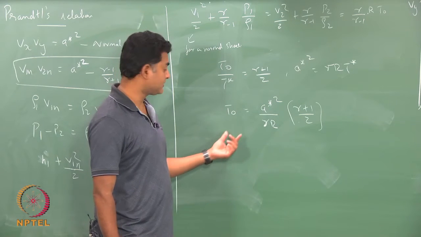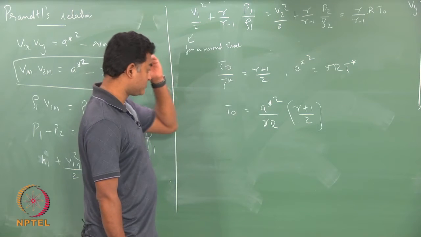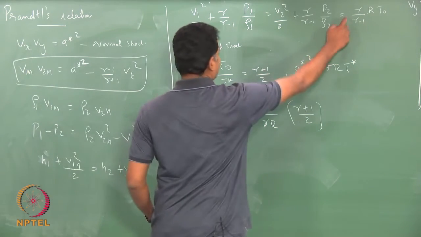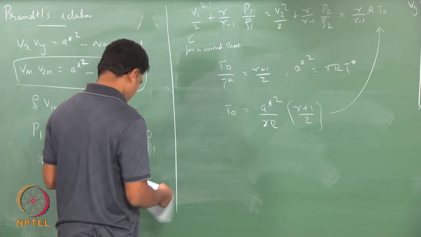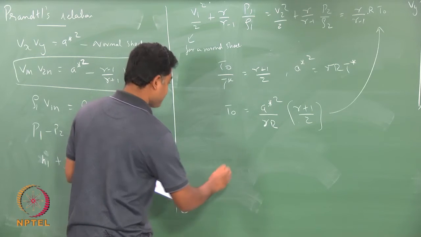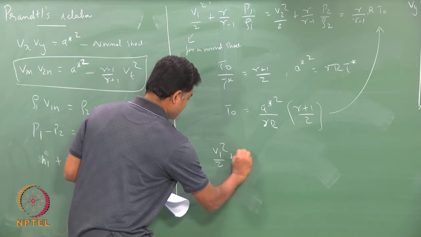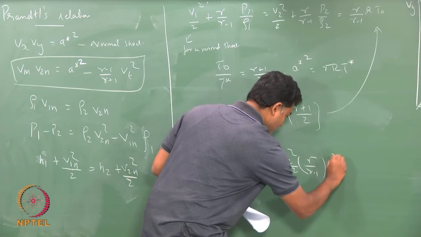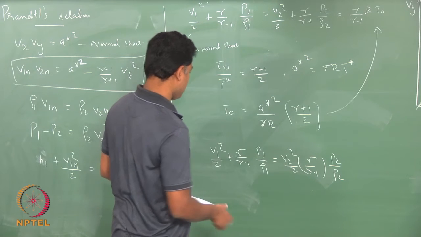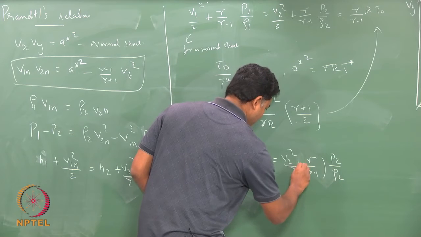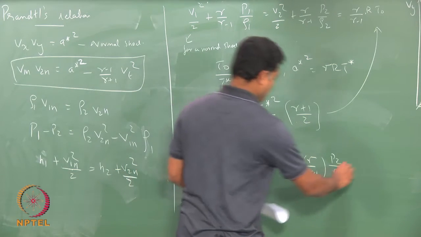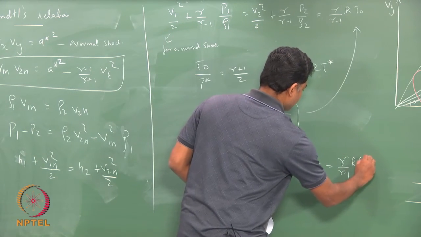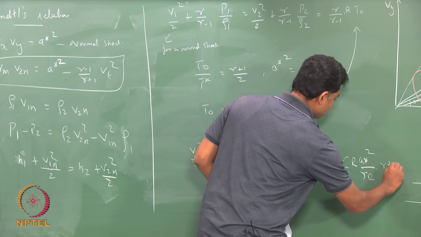Okay. So, across the oblique shock, the stagnation temperature is constant. So, I can write like this. So, A star will also be a constant across the oblique shock. I am going to substitute this here in this equation. So, I will rewrite that as V1 square by 2 plus gamma by gamma minus 1 into P1 by rho 1 equals V2 square by 2 plus gamma by gamma minus 1 into P2 by rho 2 equals gamma by gamma minus 1 into R. Instead of T0, I would write this A star square divided by gamma R into gamma plus 1 by 2.